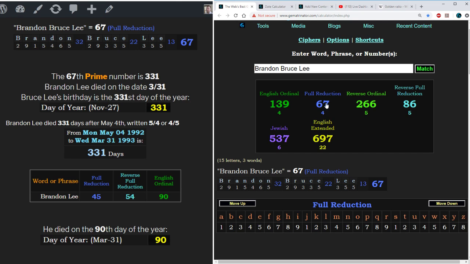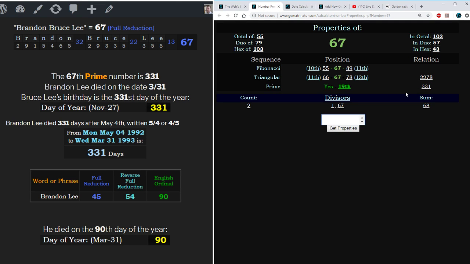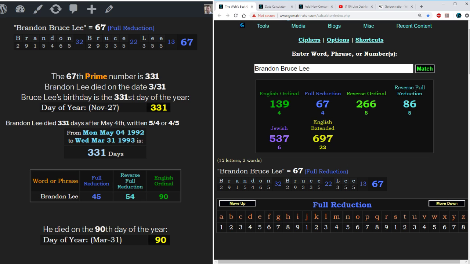But here's where it gets really interesting. Notice how the 67th prime number is 331. Seeing as we're talking about prime number relationships, Brandon Lee died on March 31st, the date written 3/31. Meanwhile, his father, Bruce Lee, celebrated his birthday on November 27th, which is the 331st day of the year.